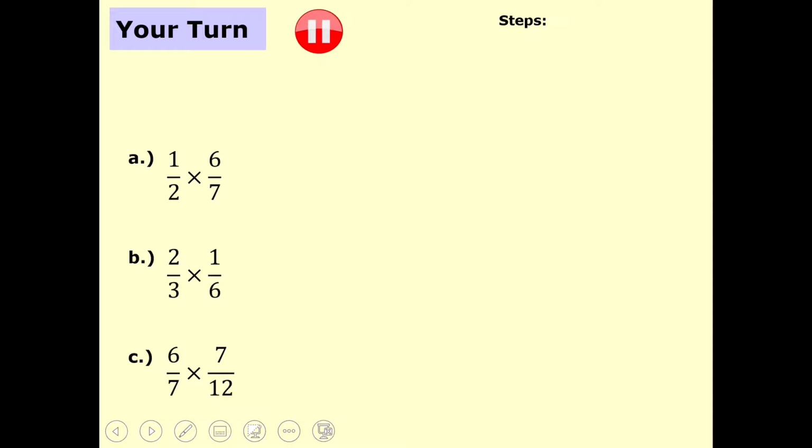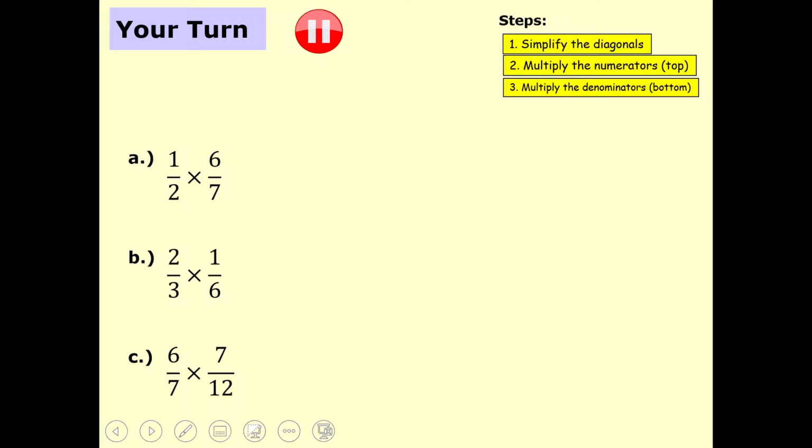Okay, so I'm going to ask you to pause in a little second to try these 3 questions. Your steps, remember: simplify your diagonals, multiply the numerators together, multiply the denominators, and then make sure your answer is fully simplified. So if you pause here and give these a go.